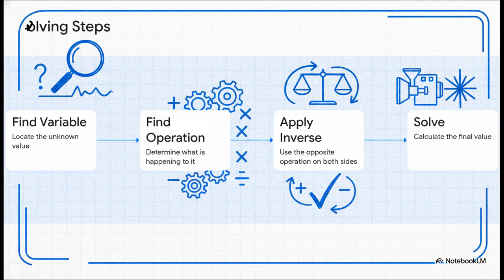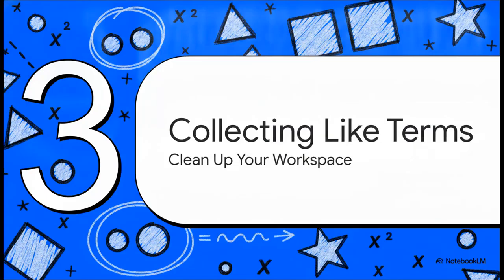If you follow this exact sequence, I promise you this machine will spit out the correct answer for a one-step equation every single time. It completely takes the guesswork out of the picture. All right, Step 3, collecting like terms. What happens when things get a little messy?